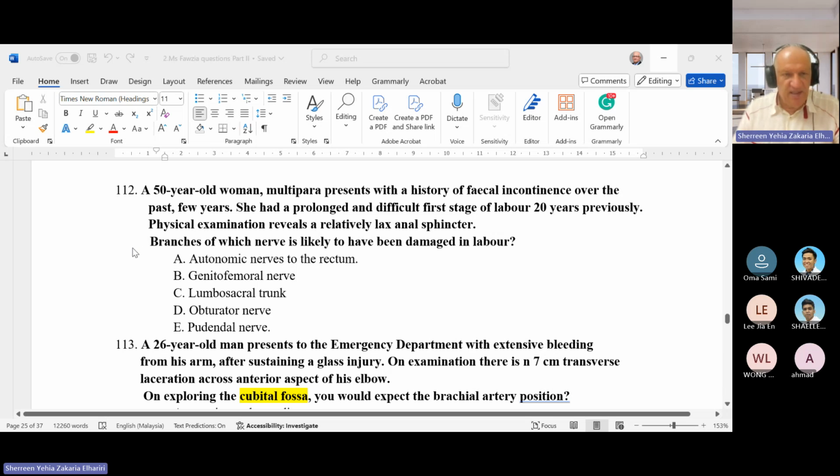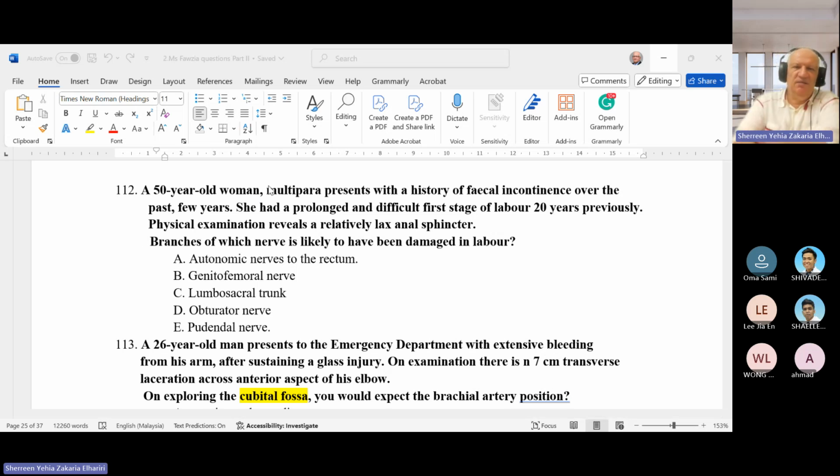Next question is a 50-year-old multiparous woman presented with a history of fecal incontinence over the past few years. She had a prolonged difficult first stage of labor 20 years previously. Physical examination revealed a lax anal sphincter. Of course, nowadays we have endo-anal manometric studies, so we can diagnose all this. But this is an anatomy question. He asked which nerve is likely to have been damaged during labor. So the answer, of course, is the pudendal nerve, S2, 3, and 4.